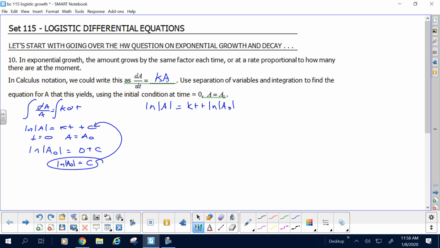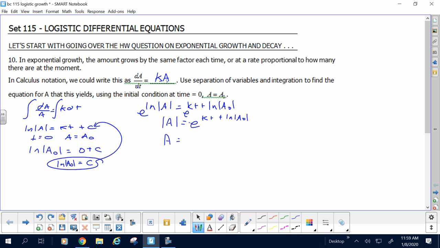What do I do next? Subtract from the natural log. No, what else? Exponentiate. So the absolute value of A equals. When I exponentiate, can I exponentiate here, exponentiate there, exponentiate everywhere? Or do I have to exponentiate the whole side? Whole side. It must be done to the whole side, like square root or square. So it's e to the kt plus natural log of A naught. How do you get rid of the absolute value?